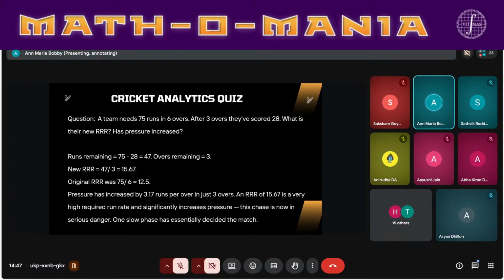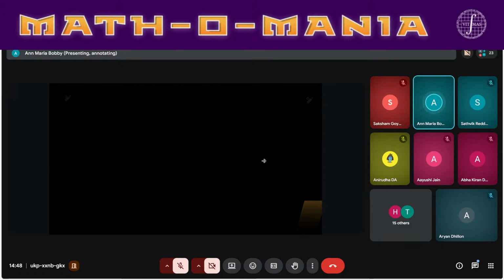So that means one slow phase has essentially decided the match. At last, the remaining 3 overs will decide it. Since the pressure has increased, it becomes difficult for the batting team to score since the required run rate is high here. So yes, that's it from my side.